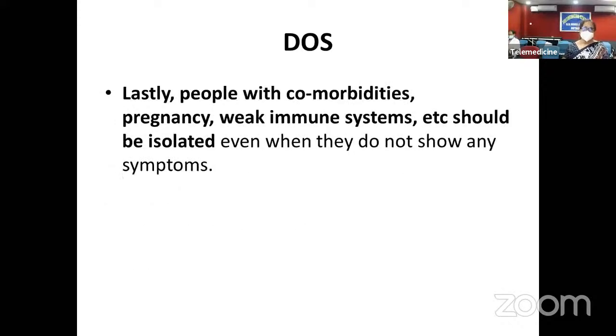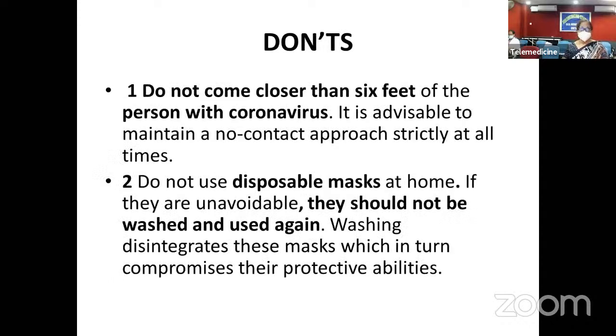Lastly, people with comorbidity, pregnancy, or a weak immune system should be isolated even when they do not show any symptoms. What should you not do? Do not come closer than 6 feet of the person with coronavirus. Do not use disposable masks. They should not be washed and used again.